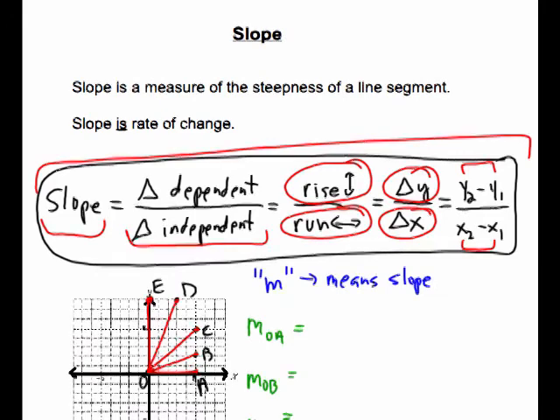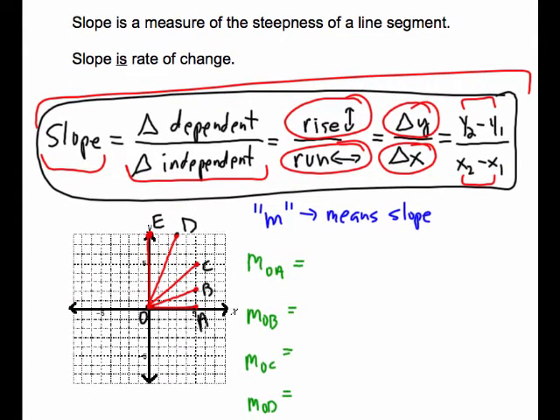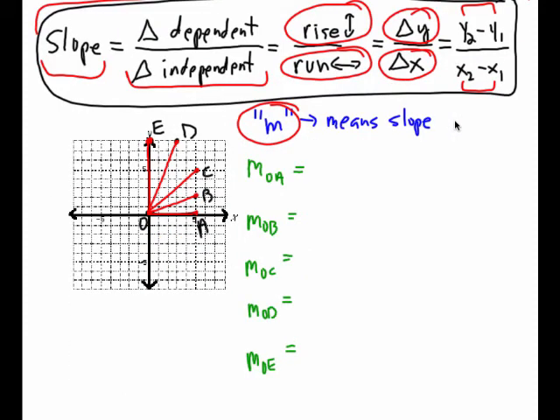So let's take a look at calculating some slopes. I've got a number of line segments drawn down below. By the way, we use the letter m, small letter m, to represent slope. The letter s is taken up for other things like position in physics, so slope is represented by the letter m.